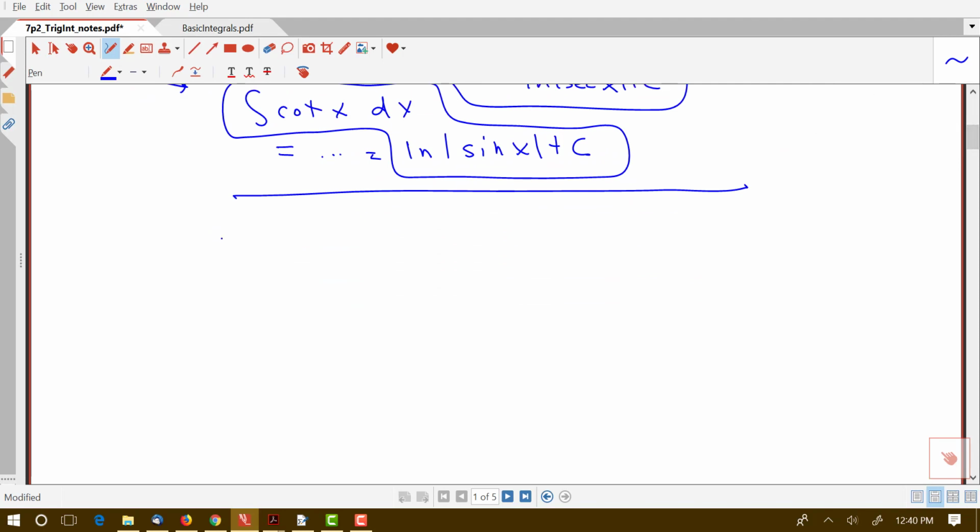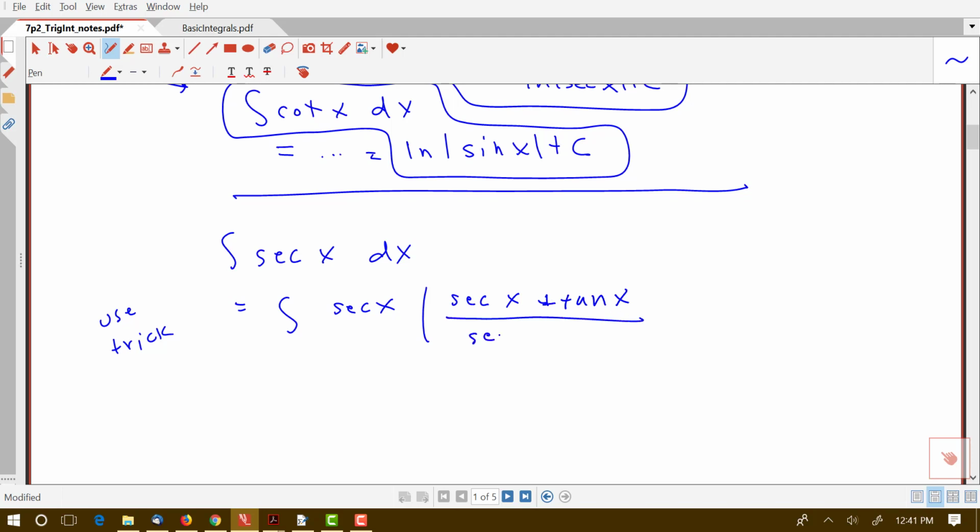Okay, so let's look at how we can figure out the rule for first the integral of secant. So there's a little algebraic trick to derive the rule. You won't have to remember this trick. I'm just going to show you where the rule comes from, and then you can memorize the rule. So the trick here is to take our secant x and multiply by secant x plus tan x over secant x plus tan x. We're trying to introduce some other pieces into this integral so that we can make use of u substitution to help us solve the integral.